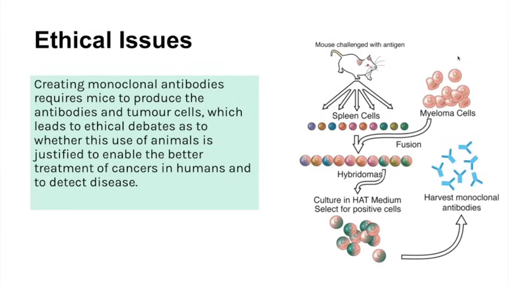Now there are some ethical issues surrounding monoclonal antibodies, and that is because within the creation of monoclonal antibodies, you do require animals such as mice to produce the antibodies and tumour cells. And that can lead to ethical debates as to whether the use of animals is justified to enable the better treatment of cancer in humans and to detect diseases, because this will cause discomfort, harm and death to the animals that are being used. So that is it for topic 2.